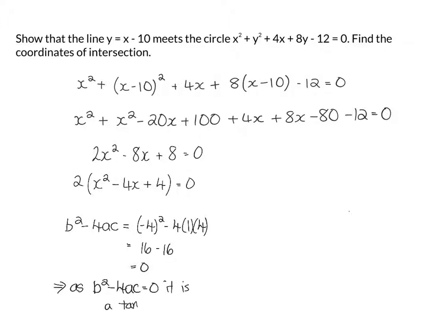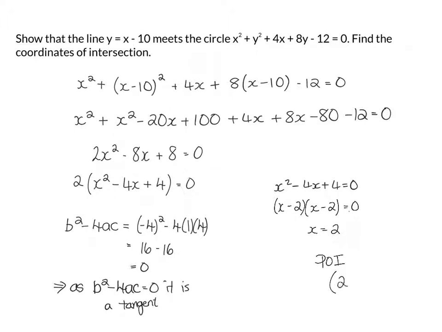So because we've got a tangent, that means we're going to have a double root. So if we then go to here, we've got x squared minus 4x plus 4 equals 0, which when we factorize it is going to be x minus 2 squared equals 0. So therefore x is 2. So our point of intersection is going to be at x equals 2, and then substituting 2 into the equation of our line, y equals x take away 10, so 2 take away 10, which is minus 8.